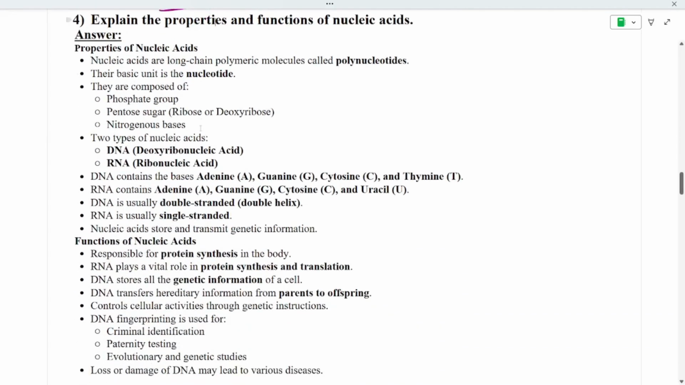Next is again the properties and functions of nucleic acids. What are nucleic acids? They are long-chain polymeric molecules that are called polynucleotides.